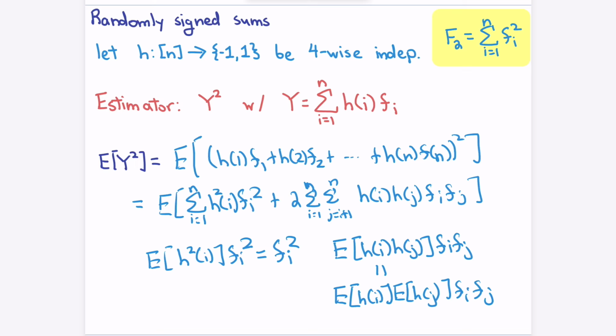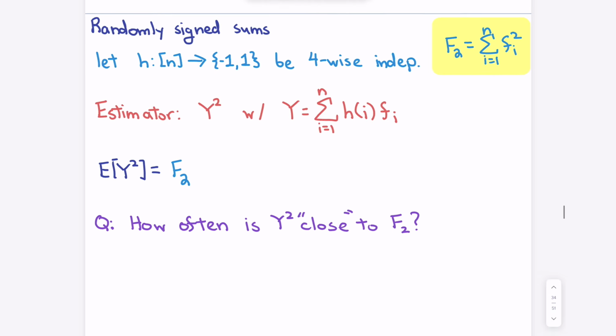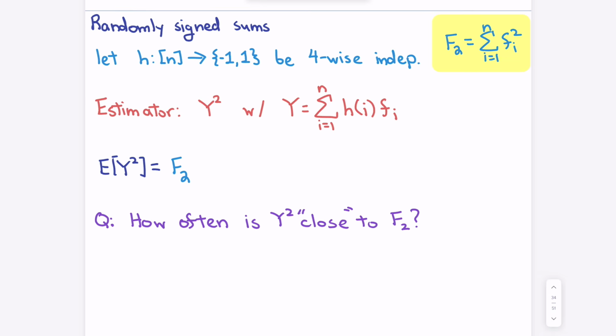But because they're independent up to pairs, or including pairs, I can separate the two. And the expected value of hi is 0, right? It's 1 half the time, -1 half the time, you get 0. So in that way, all the cross terms disappear, and all you're left with is the sum of fi squared. Okay, good. So that very simple thing actually does give you an unbiased estimate of f2.